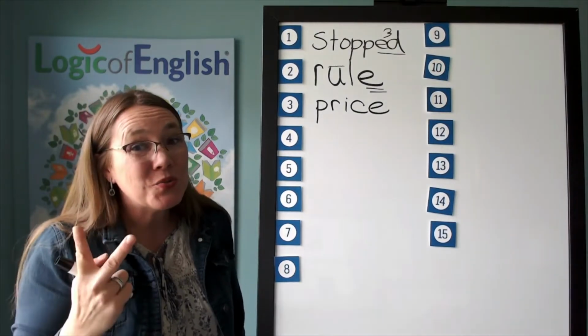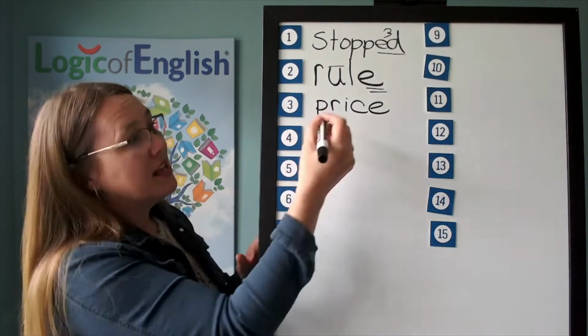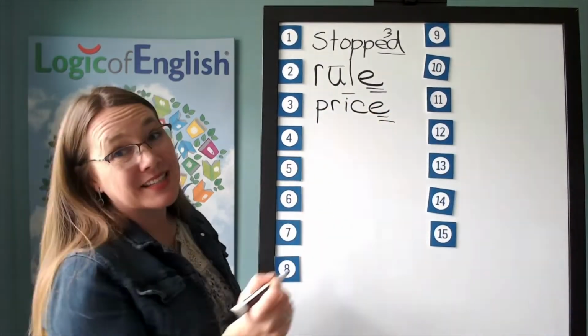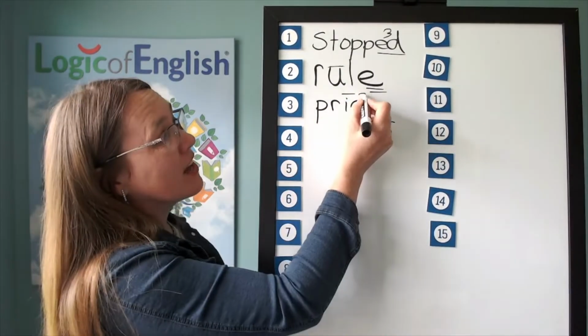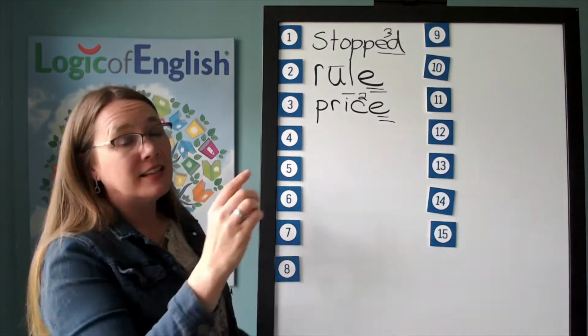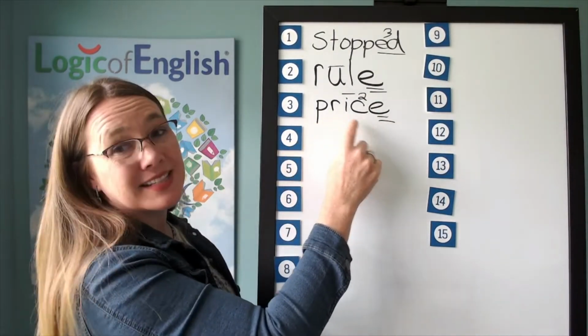What are the two reasons for a silent E? The vowel said its long sound because of the E, and the C softened to S because of the E. Let's read it. Price.